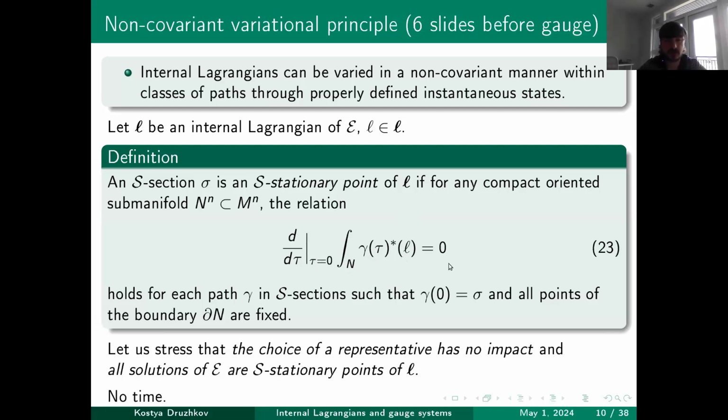So let us stress that the choice of a representative L has no impact here, and all solutions of the equation are stationary points of any internal Lagrangian. So solutions are always stationary points for any internal Lagrangian, any spatial distribution, and so on. And besides, let us stress also that in this construction we have no time. Time is not involved in this construction at all. Only spatial distribution we consider, right?